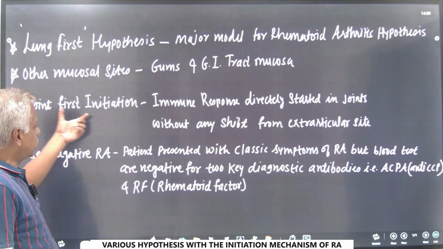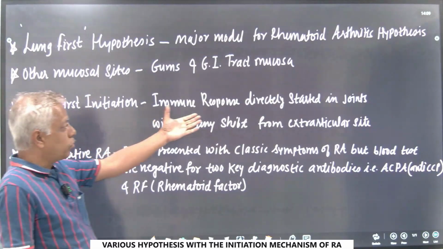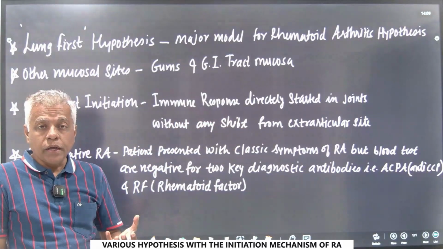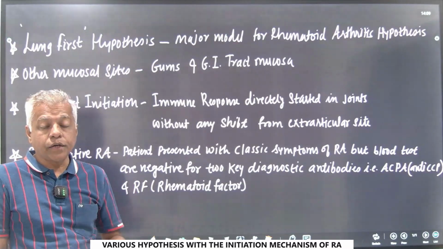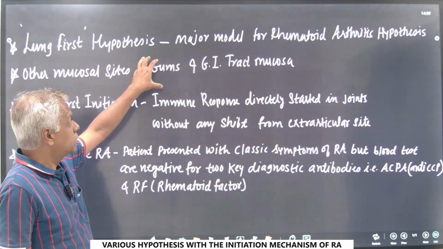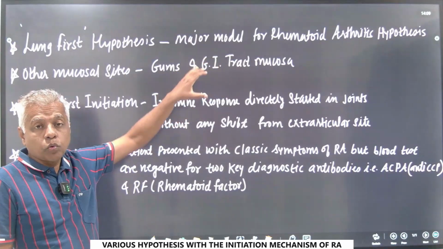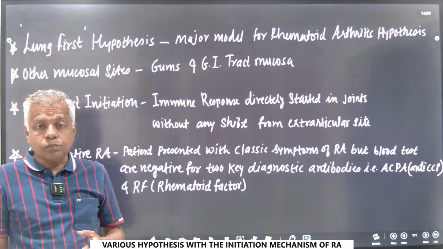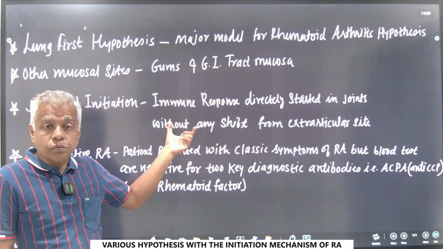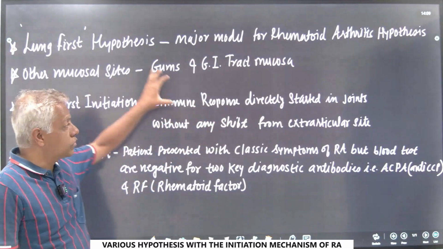In the joint first initiation category, the immune response directly started in the joint. So hypercitrullinated proteins are formed in the joint, and the immune response, that is antibodies, are directly formed against the citrullinated proteins in the joints. In these three situations, in the lungs, the gums and the GI tract, the antibodies which are formed are already circulating in the serum. But in this category, these antibodies are formed in response to the hypercitrullination. They are not already present in the blood. So this is the difference.